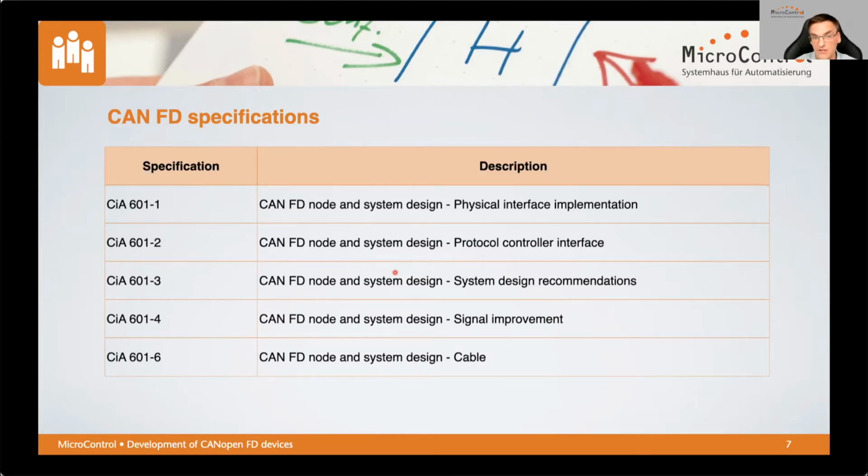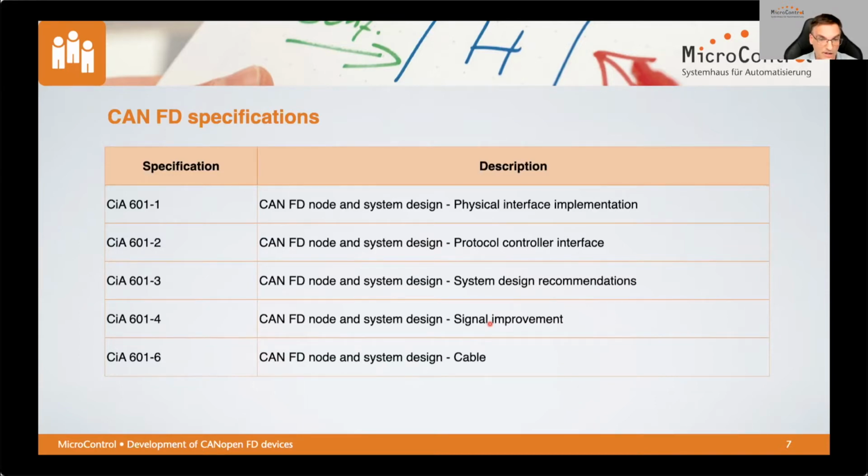And these, I selected here the specifications from the series CiA 601. They're divided in several parts, and the major headline of this specification is CAN-FD node and system design. And within these specifications, the physical interface implementation is described, the protocol controller interface is described, also system design recommendations are given there. And very important, we will see that later, is part 4 for signal improvement, and also part 6 for cabling.